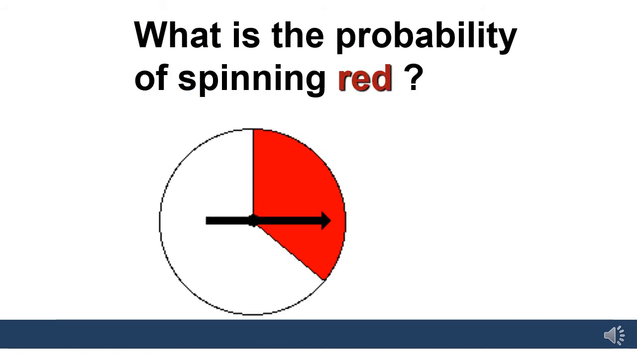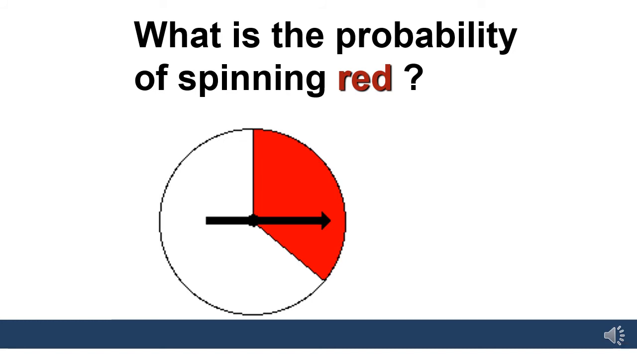Now this one's a little bit more challenging. What's the probability of spinning red? You need to be able to answer this question, I don't exactly know what the fraction of this spinner is that's red. So you need to actually get out your protractor for this type of question and measure the number of degrees in the red wedge.